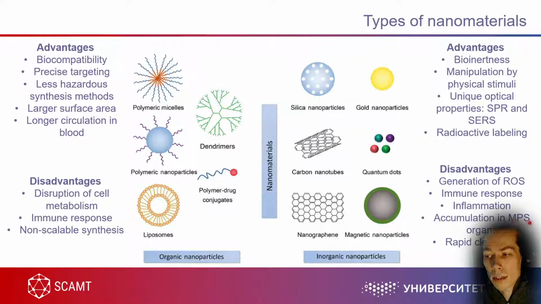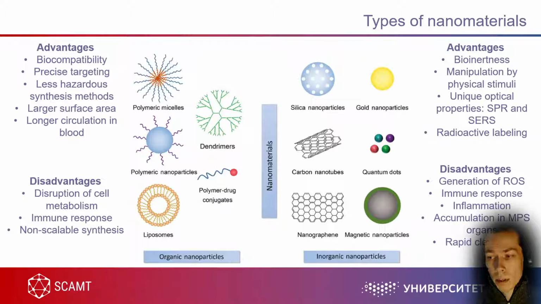And also accumulation in the mononuclear phagocytic system. So these organs like liver, kidneys, spleen, and so on. And these particles strongly accumulate mainly in the liver. Lungs are not part of the MPS system, but still lungs also accumulate a lot of particles.